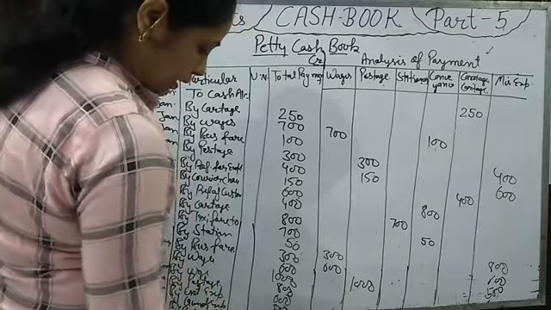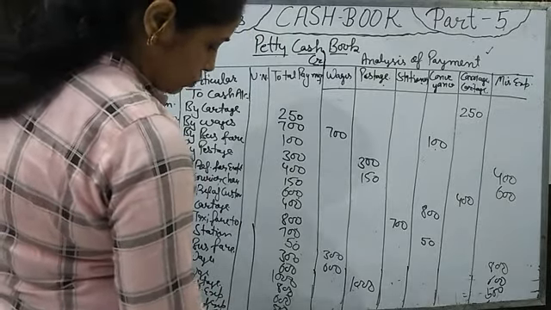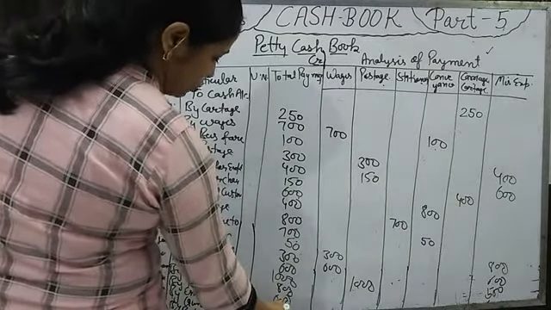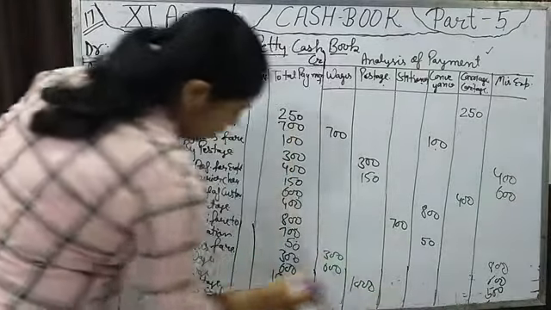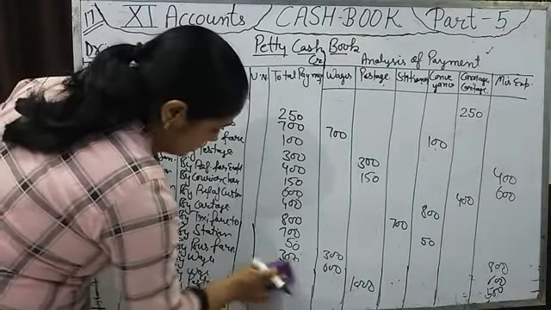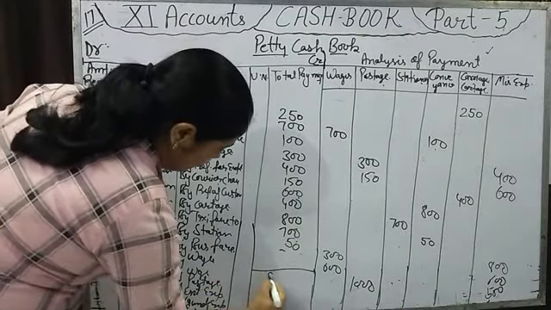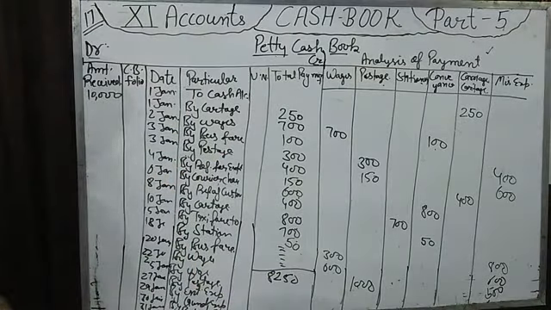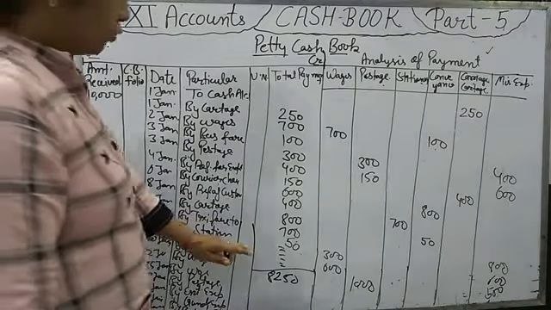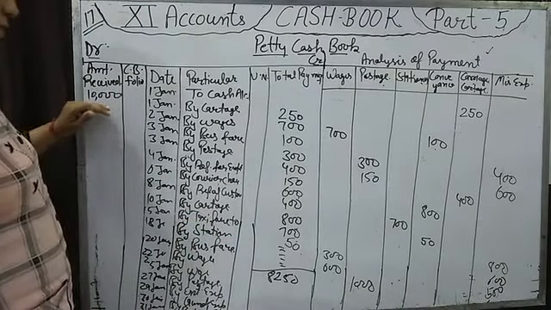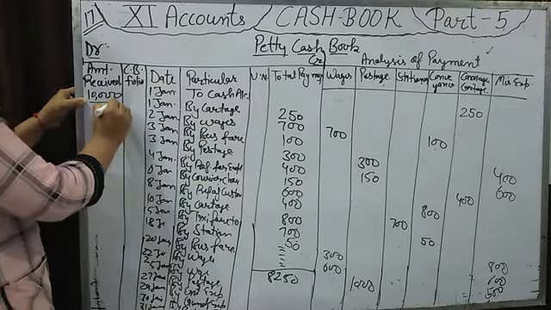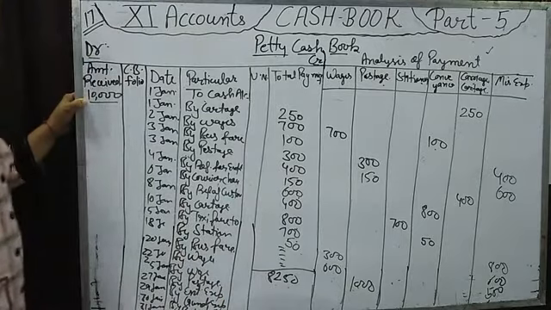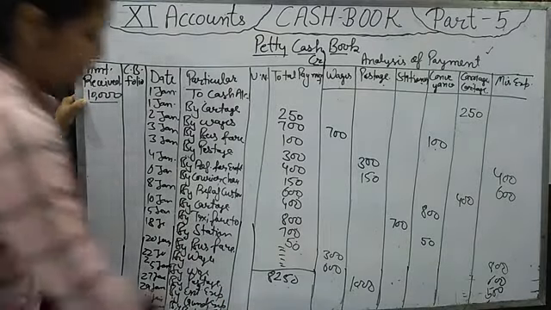That total payment will come 8250. Total payment is 8250. Okay, I will write here 8250. Okay. Then after that, you will find out the balance. We have received 10,000 at the starting of the month and we have paid total amount 8250 by the end of the month. Now we have balance.